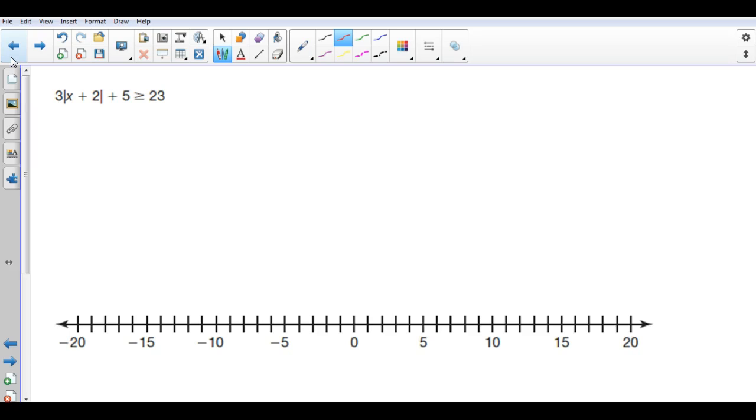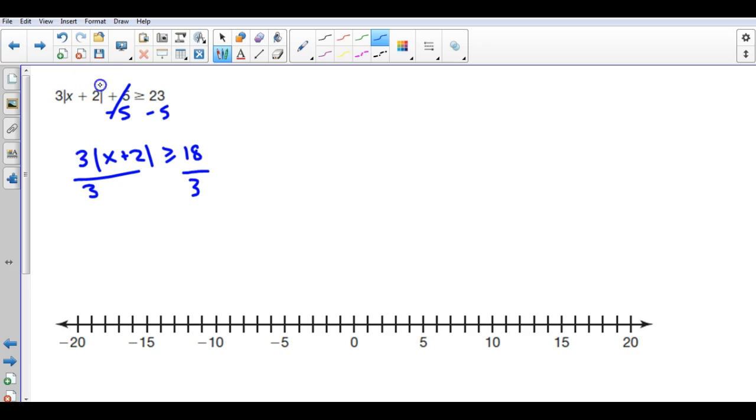This is going to look just like the last example we did where we're going to have to get the absolute value part by itself first. In order to do that, let's subtract 5 first. I have 3 times the absolute value of x plus 2 is greater than or equal to 18. Now we can divide by 3. If you were to divide by 3 first and then subtract 5, it would not be pretty.